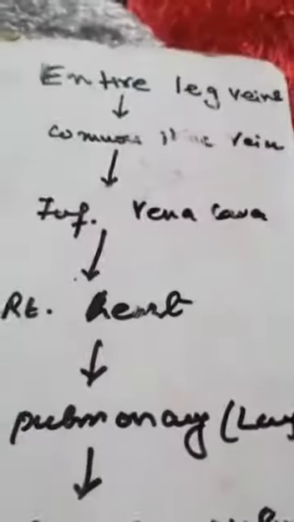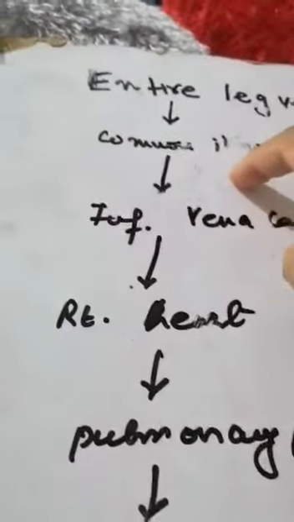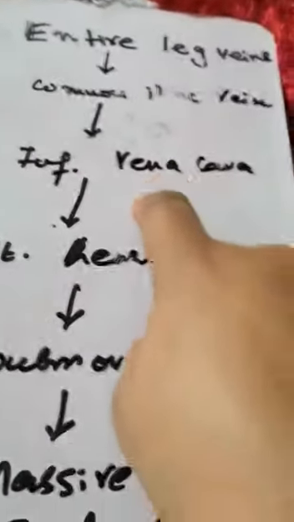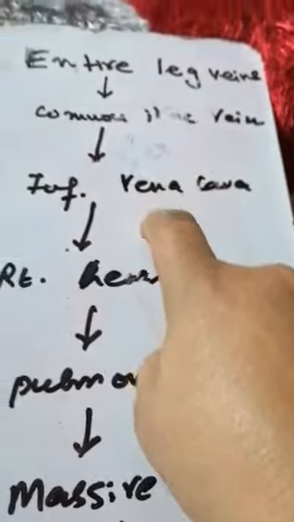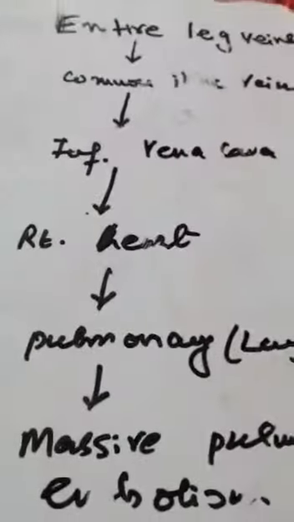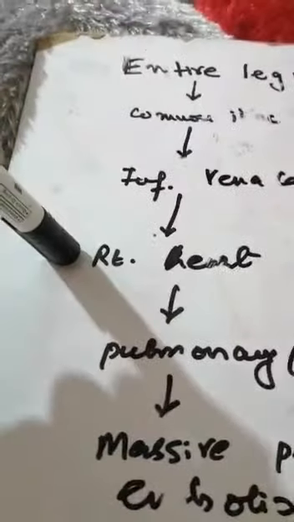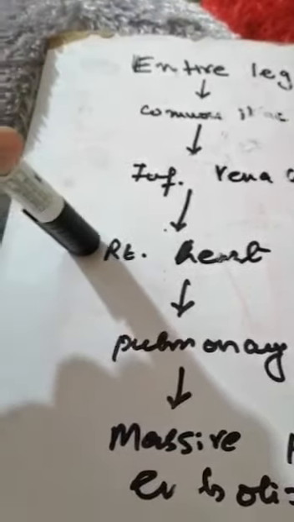And what happens when the blood flow is very slow? In the entire leg veins, blood is moving slowly, and a clot is developing. This clot moves from the common iliac vein to the inferior vena cava. And as you know, the inferior vena cava empties into the right heart.